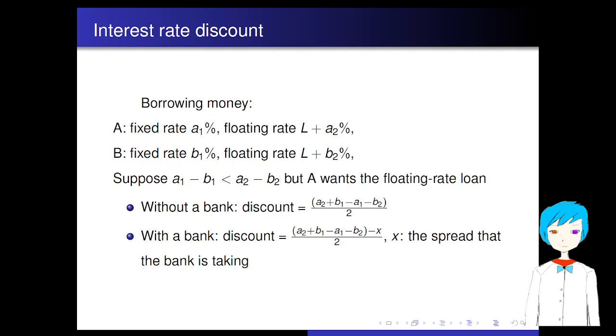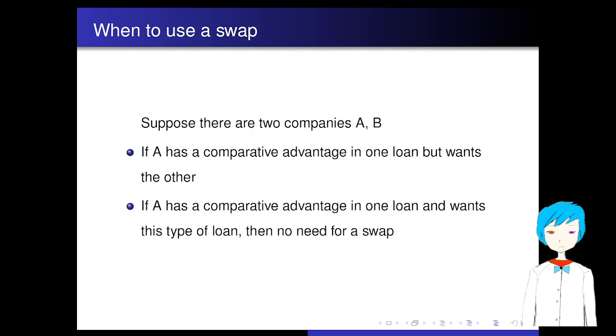The second thing we should pay attention to is when we should use a swap. Suppose there are two companies, A and B. If A has a comparative advantage in one kind of loan but wants the other type, then A can do a swap with company B. But if A has a comparative advantage in one loan and wants exactly the same type of loan, then there's no need for a swap. A could just borrow money.